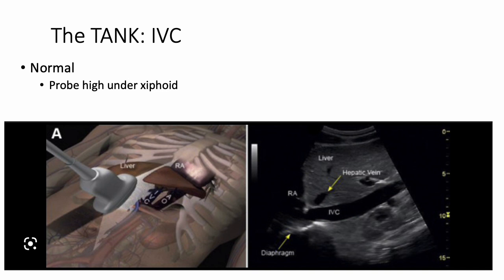The probe position for the IVC is subxiphoid with the curvilinear abdominal probe. It's in the longitudinal axis, so up and down, with the probe dot facing towards the head. You want to put the probe midline high on the xiphoid, high enough so that you can see the right atrium on the corner of the screen. On the right picture, you can see this is a perfect subxiphoid view of the IVC because you are looking through the liver, you're seeing the IVC in a long axis, and you're seeing the right atrium on the left side of the screen.